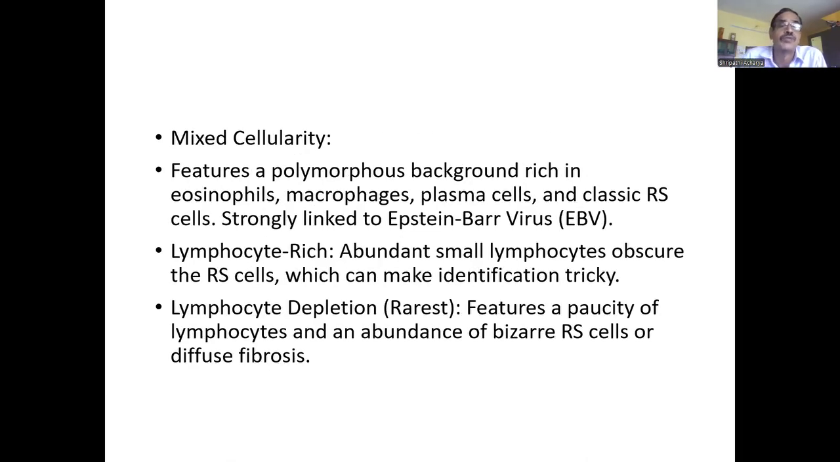Mixed cellularity features a polymorphous background rich in eosinophils, macrophages, plasma cells, and classic RS cells, strongly linked to Epstein-Barr virus. Lymphocyte rich: abundant small lymphocytes obscure the RS cells, which can make identification tricky. Lymphocyte depletion features a paucity of lymphocytes and an abundance of bizarre RS cells or diffuse fibrosis.